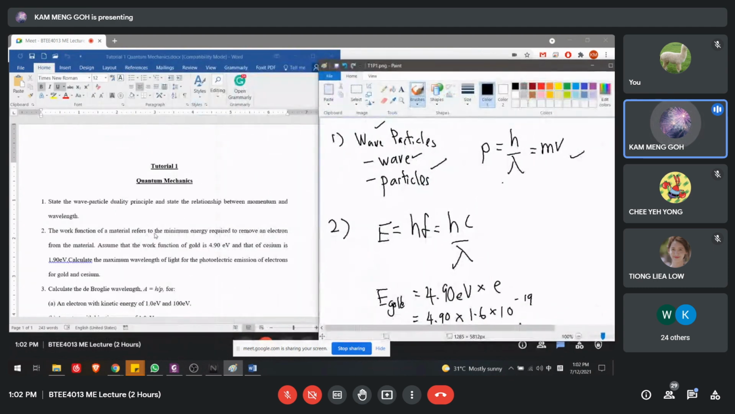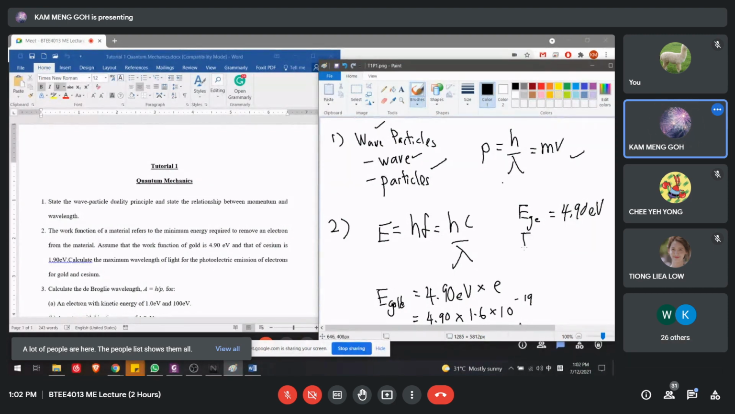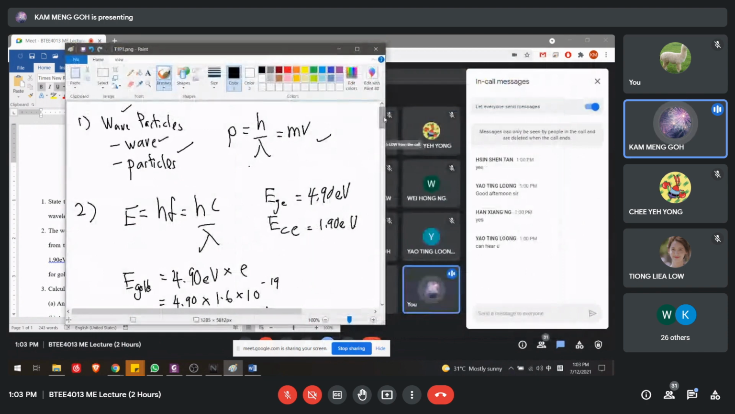Okay, the work function of the material refers to the minimum energy required to remove an electron from the material. Assume that the work function of gold, E_G, is equal to 4.90 eV. Then cesium is 1.90 eV. Calculate the maximum wavelength of the light for the photoelectric emission of the electron for the gold and the cesium. Okay, in order to do this, anyone can give me the answer.